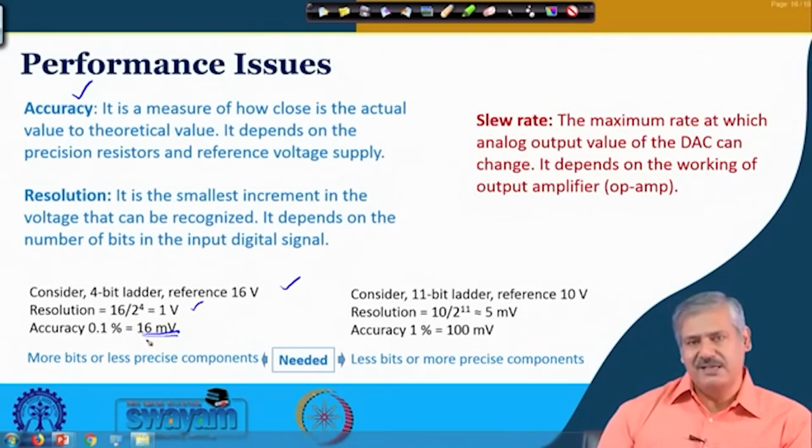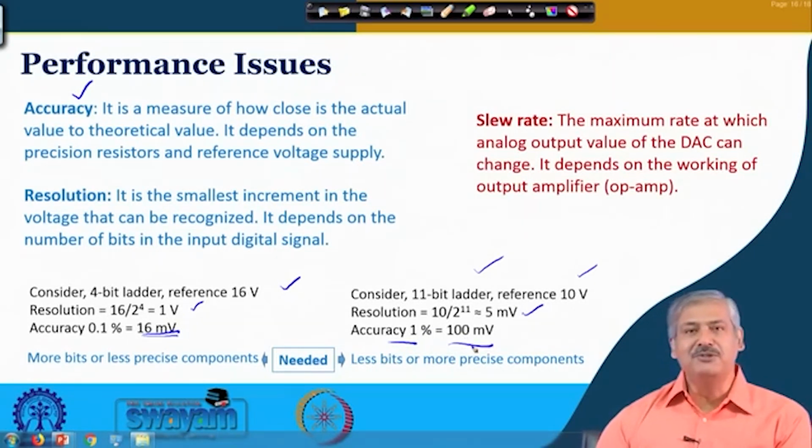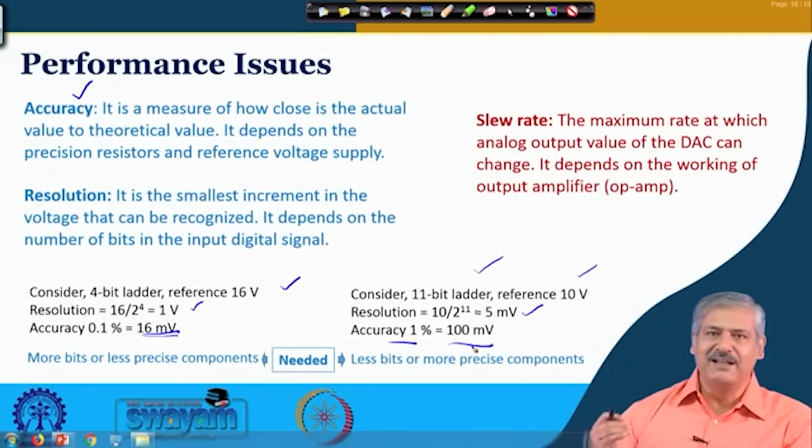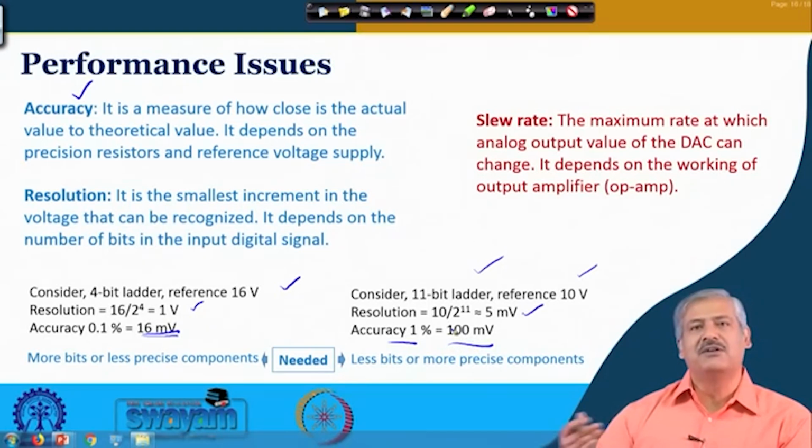And consider the other case, say an 11-bit ladder and a reference voltage of say 10 volt. Then the resolution will be 10 by 2 to the power 11, this is 5 millivolt. And if the components that I have used give an accuracy of 1%, for a 10 volt reference voltage the accuracy is 1%, it is 100 millivolt. So, you are trying to measure a signal at 5 millivolt interval, that is the resolution, but the accuracy is so low that it is 100 millivolt, that could be a difference.